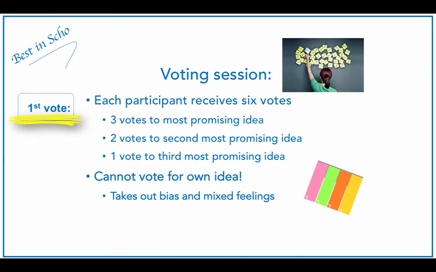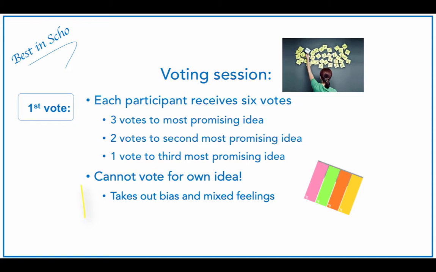Okay, so now for the voting process. Here's how I do it. Each participant receives 6 votes. I like to use small post-it notes for voting, thus the graphics you see here. Each participant will put 3 votes toward what they consider to be the most promising idea, 2 votes to the second most promising idea, and 1 vote to the third most promising idea.